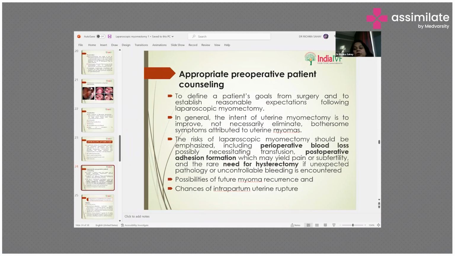So how do we do appropriate pre-operative patient counseling? In this case, to define a patient's goal from surgery. First and foremost, we need to define the goal of the patient's surgery and establish reasonable expectations following laparoscopic myomectomy. You need to discuss everything with the patient at length. At length means you need to tell them what all the expectations are if we are doing this laparoscopic myomectomy, because many times the patient has multiple fibroids and thinks that all these fibroids are going to be removed. Believe me, it is not possible to remove all the smallest fibroids when we are doing a laparoscopic myomectomy. Basically, you have to remove as many fibroids as are causing problems with the cavity if you are doing it for infertility patients.